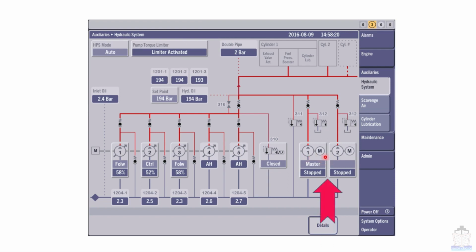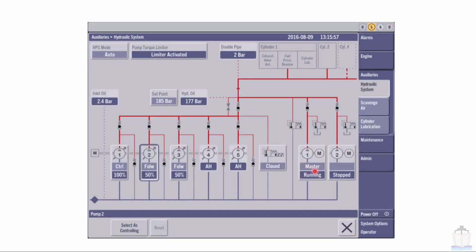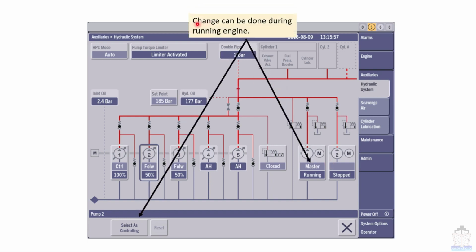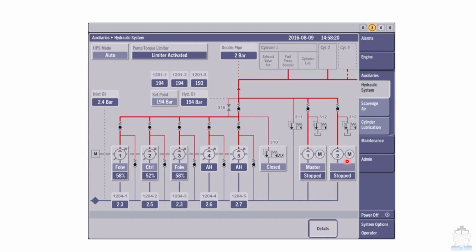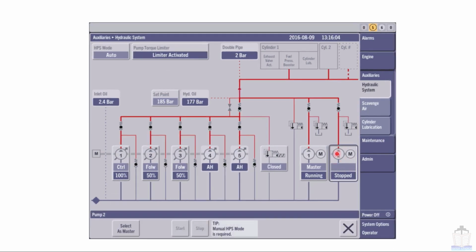Now moving next, these two are startup pumps, electrical driven. This one is showing master and whichever is not showing master, that means it is slave. When these startup pumps start automatically, then the master pump starts first and the slave pump follows the master pump. You can select any pump as a master. When you select another pump as a master, automatically the previous pump will be changed to the slave. And this change can be done during running of the engine. So there is no problem. For changing, you have to click on this required pump and click over here, select as master.